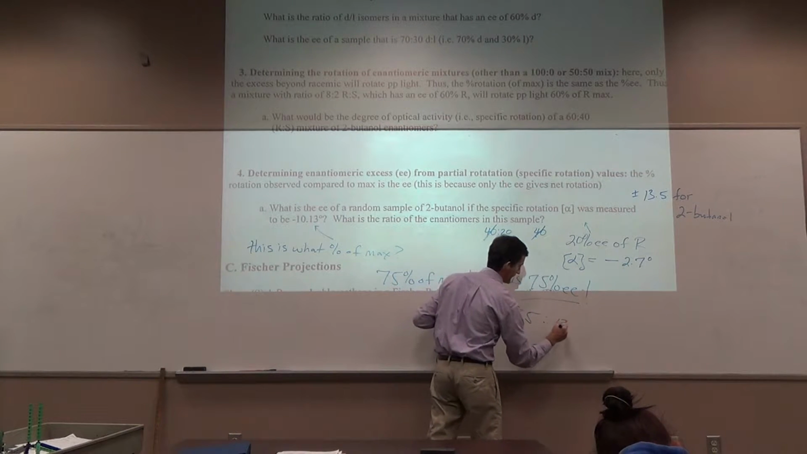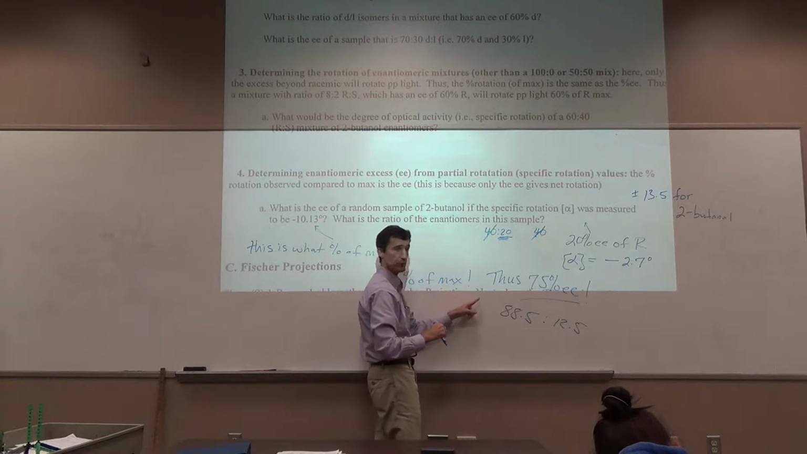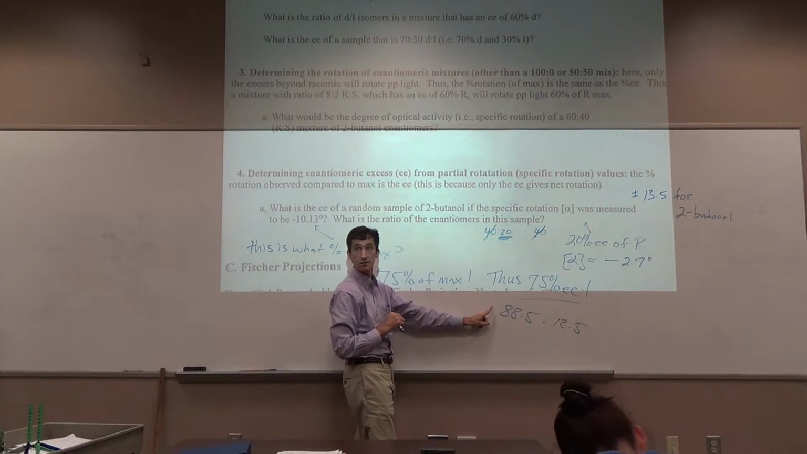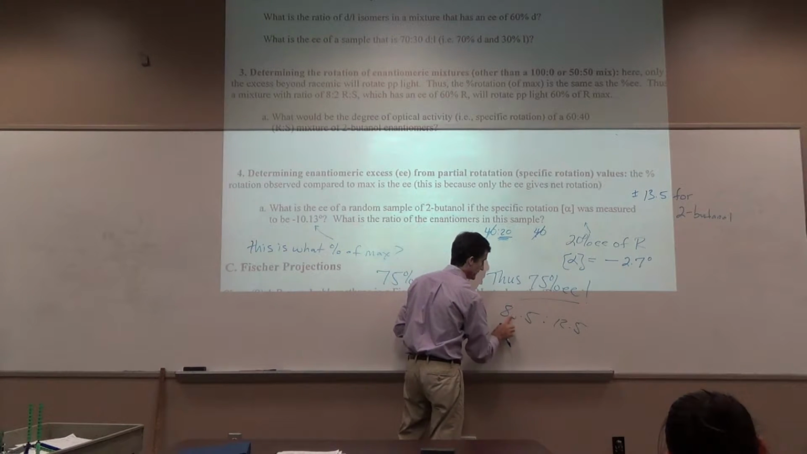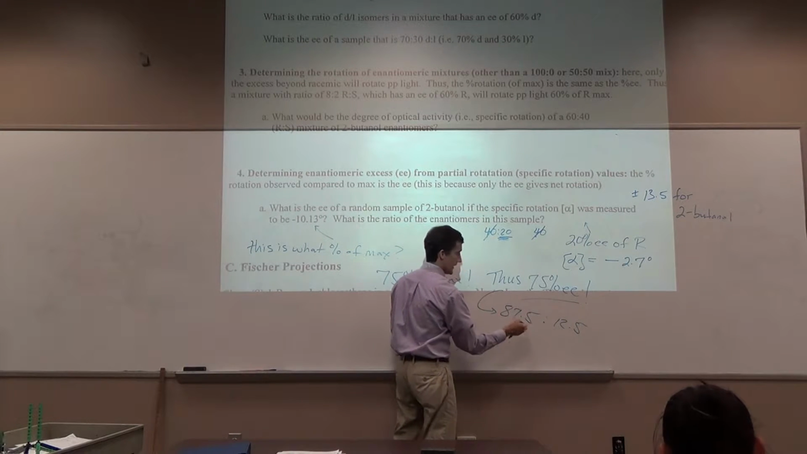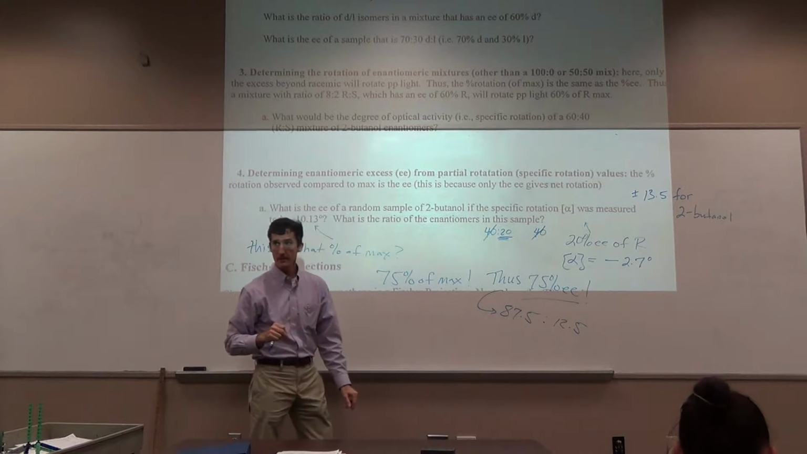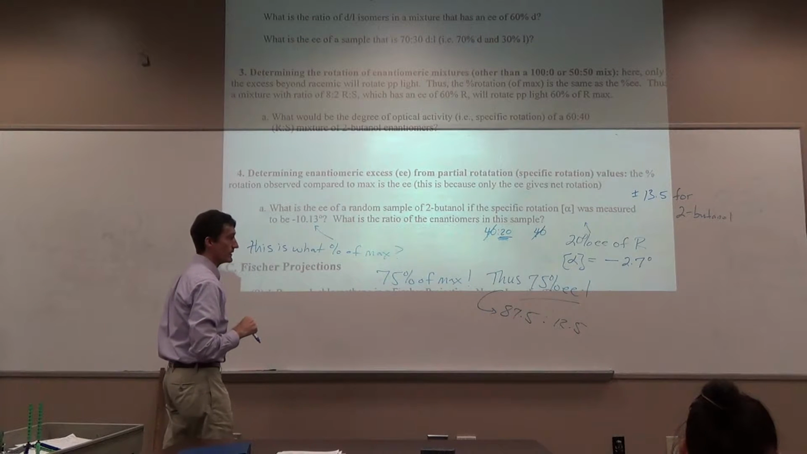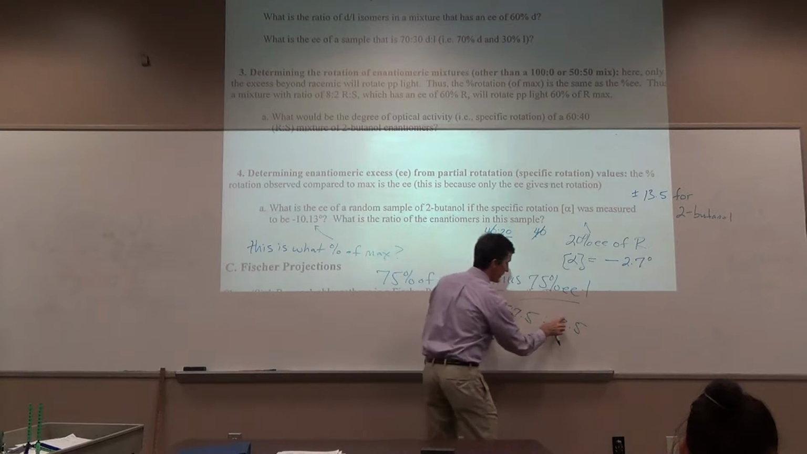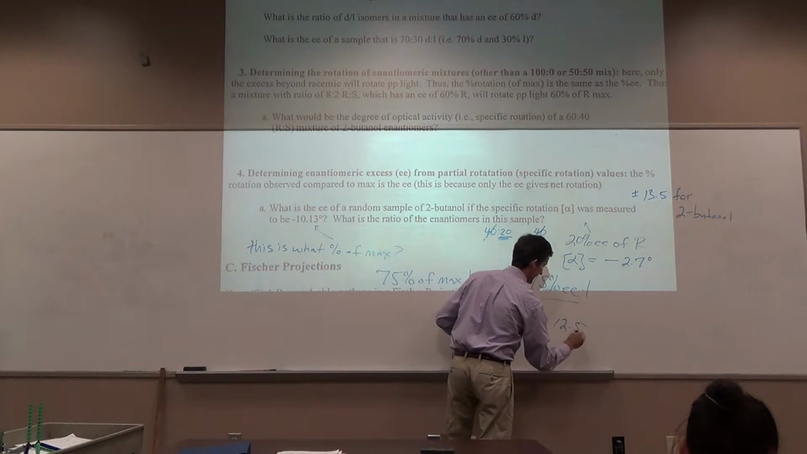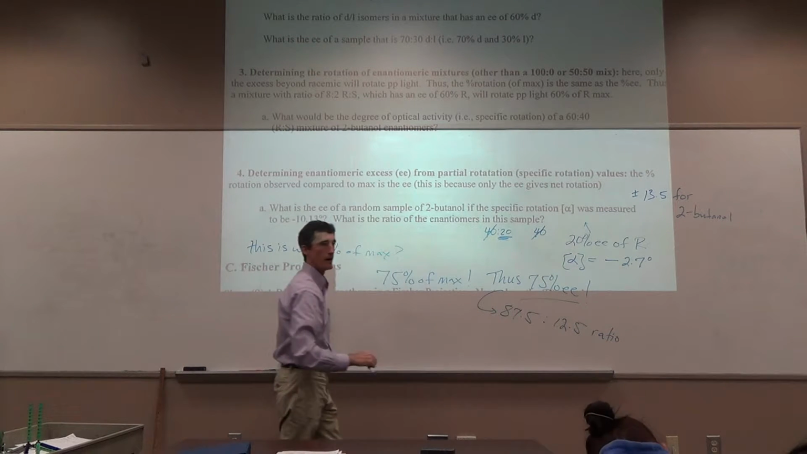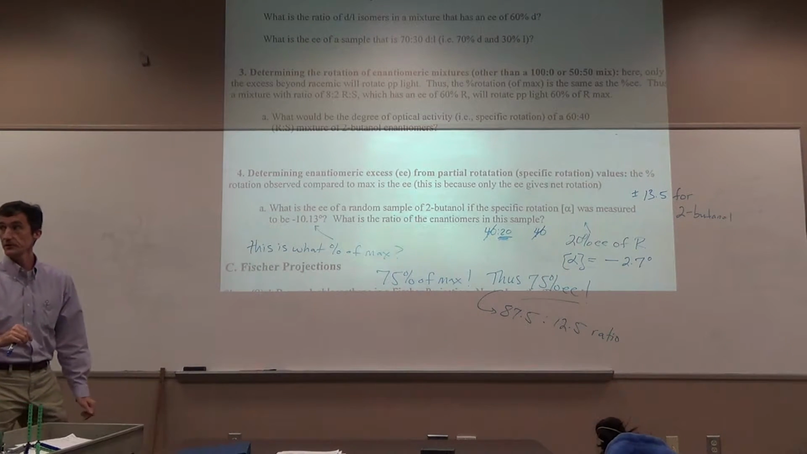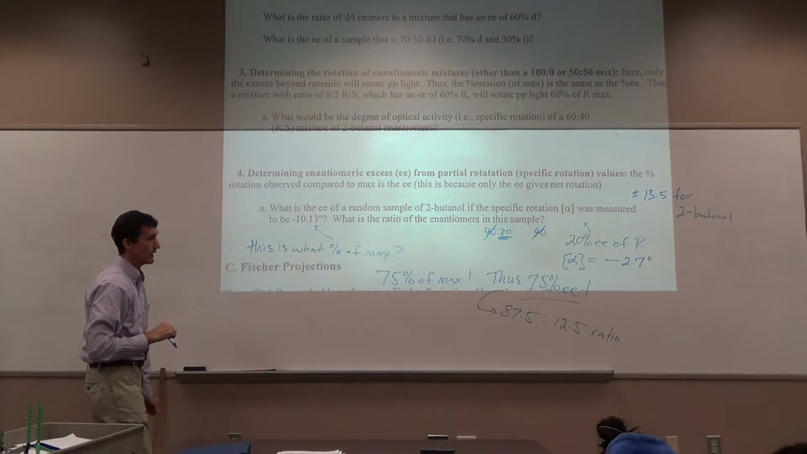87.5 and 12.5. Is that the ratio? 87.5. 7 to 1. Is that the ratio? That's a 12.5, right? Yeah. There's your ratio right there.